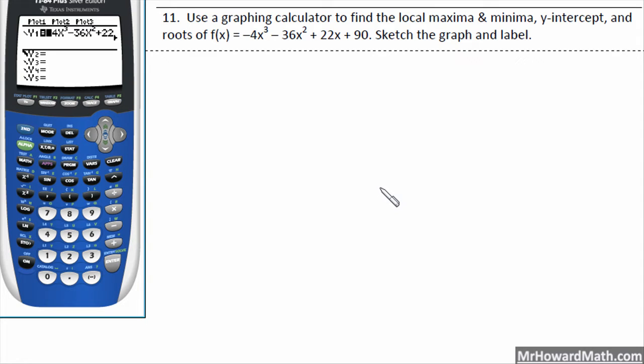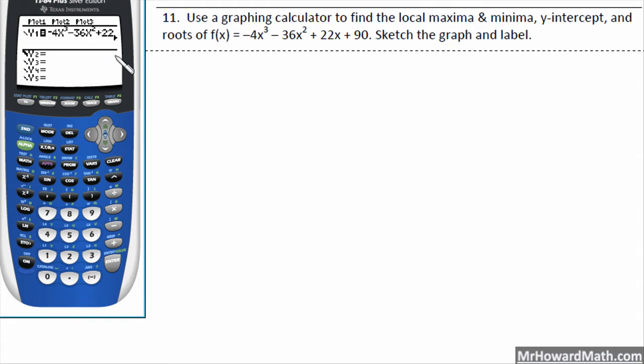Alright, problem 11 says use a graphic calculator to find the local maxima and minima, y-intercept, and roots of f of x equals negative 4x cubed minus 36x squared plus 22x plus 90. Sketch the graph and label it.